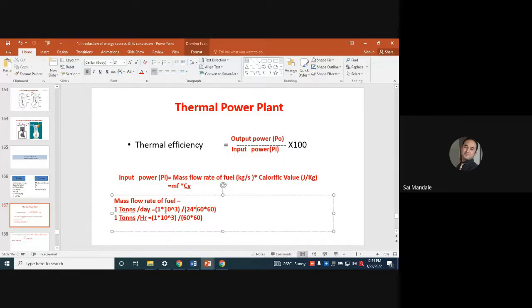1 ton corresponds to 10 cube kg. So 1 ton into 10 cube, so it is kg. We require it in seconds, so 1 day consists of 24 hours by 60 minutes by 60 seconds. So that will be kg per second. And if it is given in terms of hours, then we just drop that 24 hours because it is already given in terms of hours. So 60 into 60. Once we conduct the numerical, this will be much clearer to each one of you.